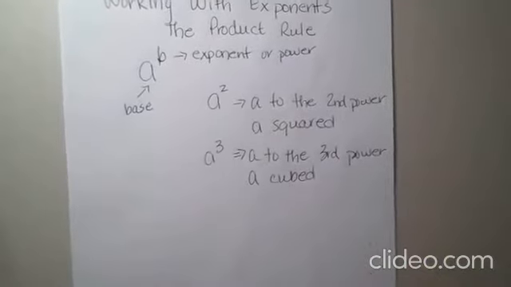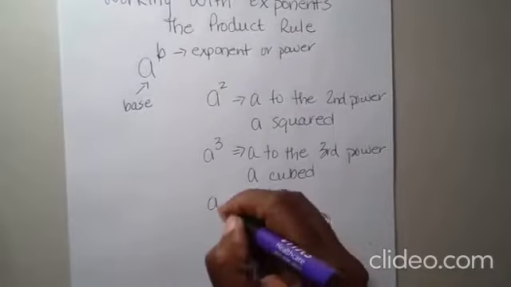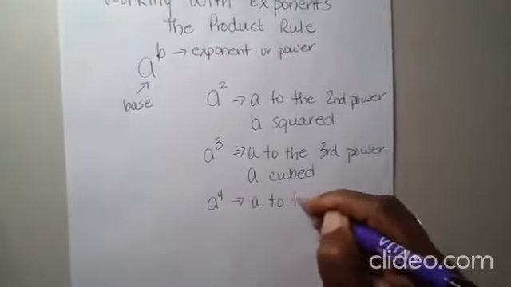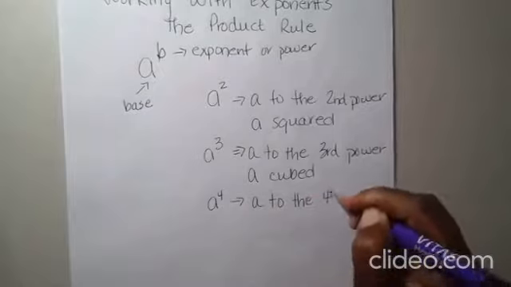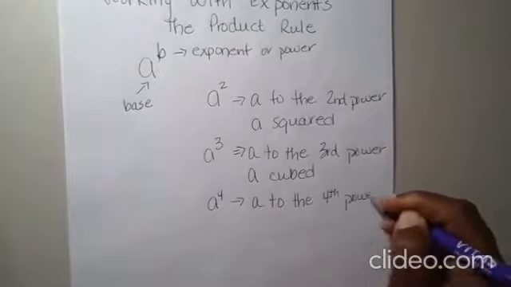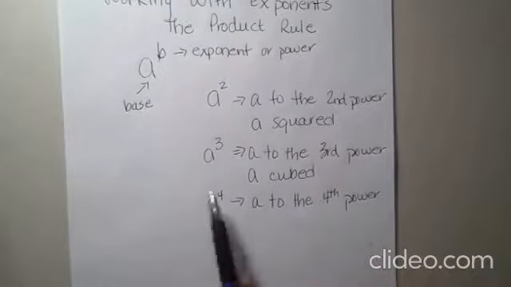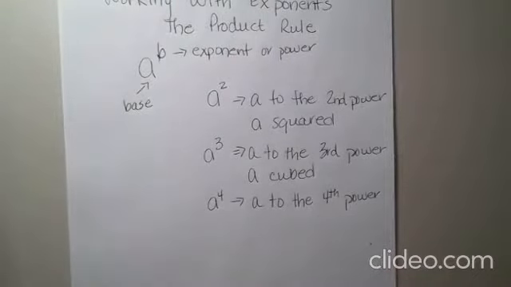After you pass the third power, then from the fourth power on up is just a to the fourth power. There is no word for the fourth power like you have cubed for the third power. It's just a to the fourth power, and so on and so forth. It continues to go up from there to whatever power you want to take it up to, right?